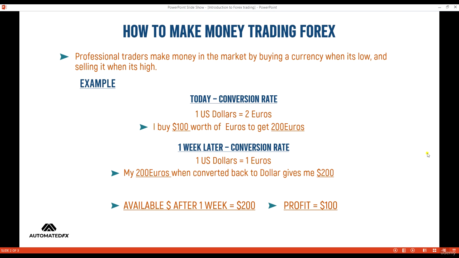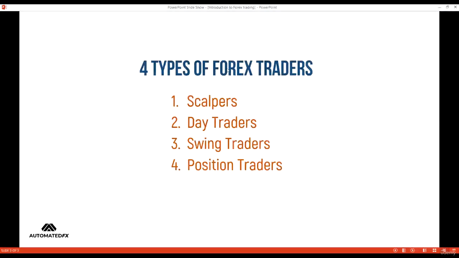Okay. Now we're going to be looking at the types of Forex traders. So there are basically 4 types of Forex traders. We have the scalpers, we have the day traders, we have the swing traders, and we have the position traders. So I'm just going to go and try to explain each of these types of Forex traders for you to understand their characteristics and features.